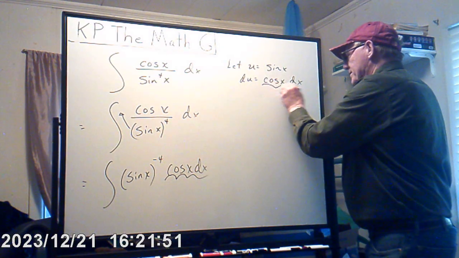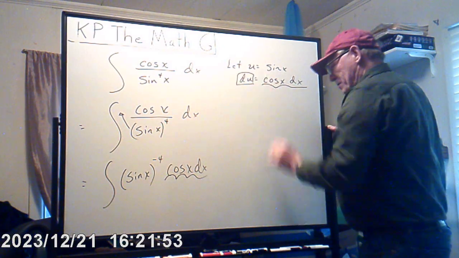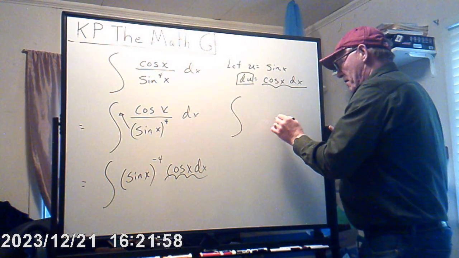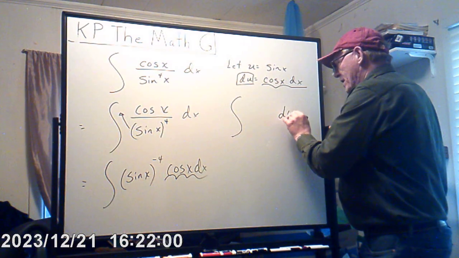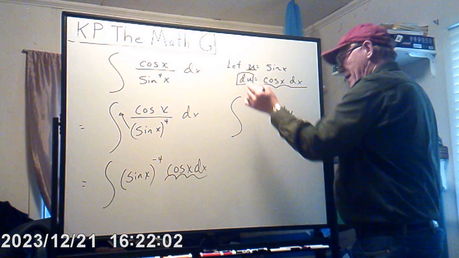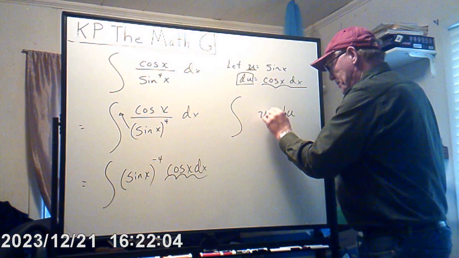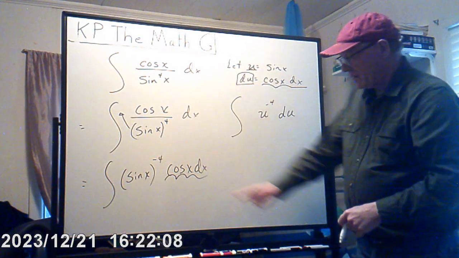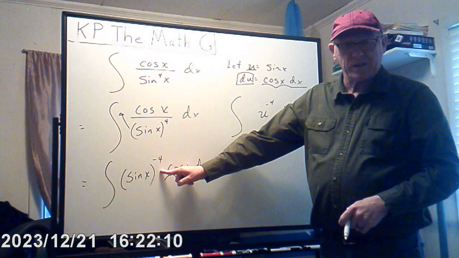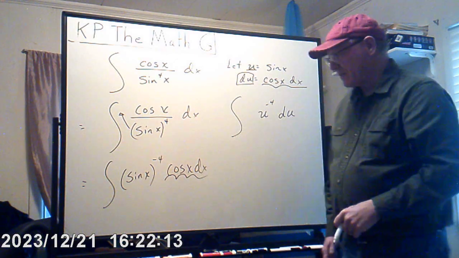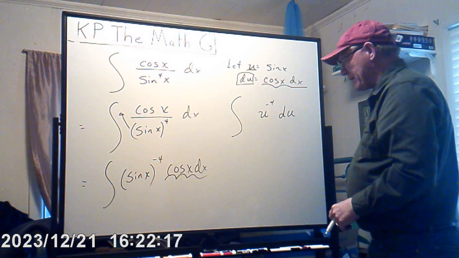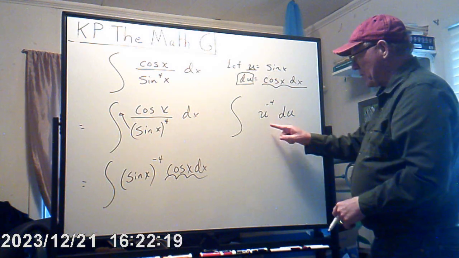We have du right here. I'm going to put that right here. Well, here's du right here. That's all that. u is sine x, but that's u to the negative fourth. We can't leave off our exponent. We've got to still have that, don't we? All right, so u to the negative fourth.